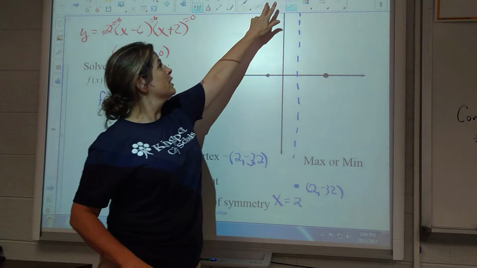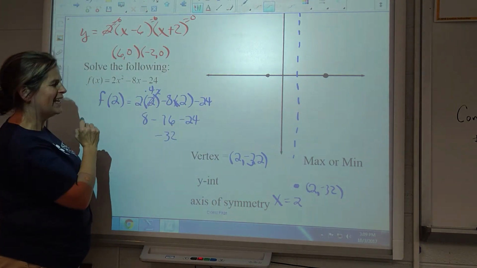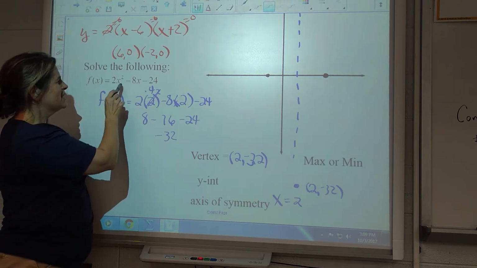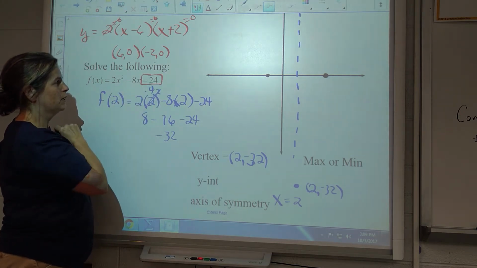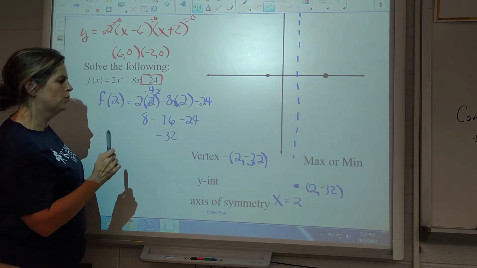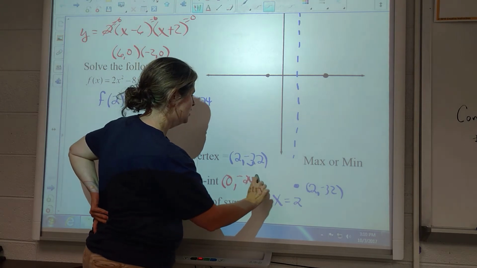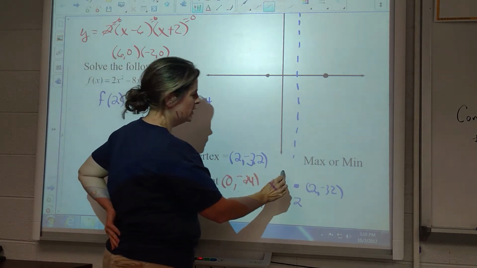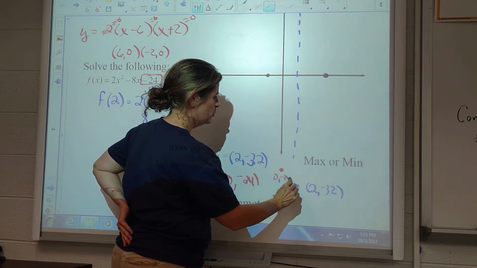Next thing we can find is our y-intercept. The y-intercept, you can always plug 0 in for the x, but since this is a standard equation, that means when I plug 0 in for the x's, the c value will be our outcome. So that is going to be 0, negative 24. Also, that doesn't fit very well on the graph, so we'll just kind of put that 0, negative 24.